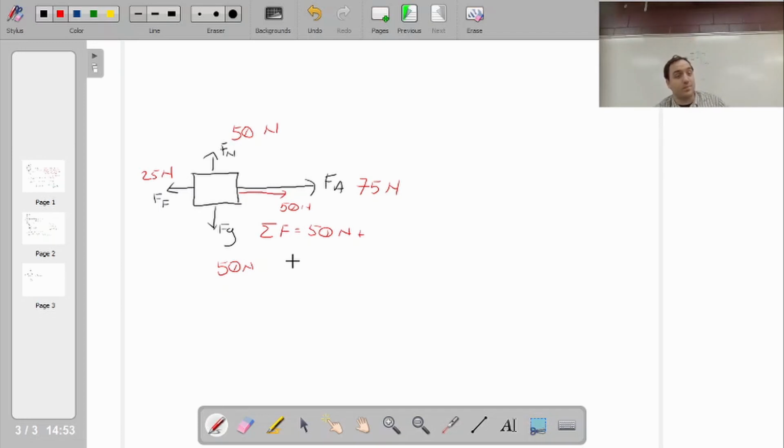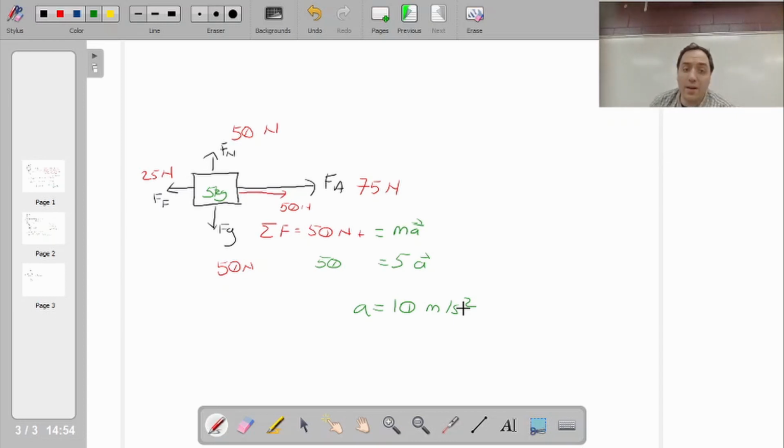Okay. So let's take this a step further. If this is a 5 kilogram box, what's the acceleration? Well, F equals ma. Okay, my net force is 50 newtons to the right. My mass is 5. So my acceleration is going to be 10 meters per second squared.